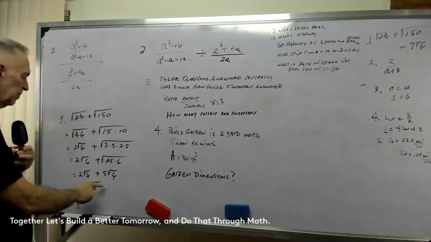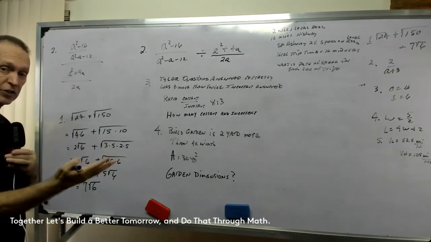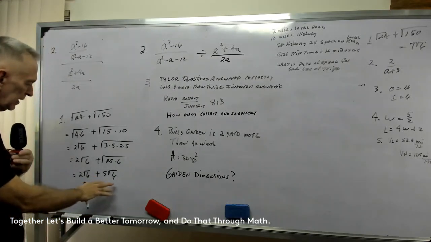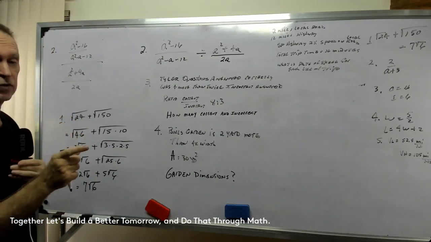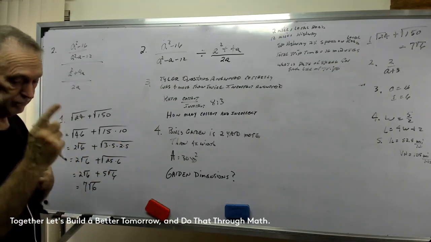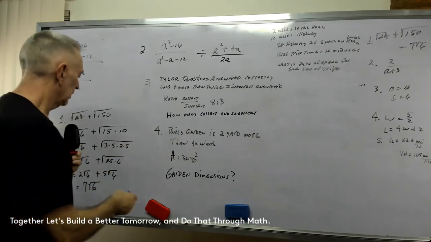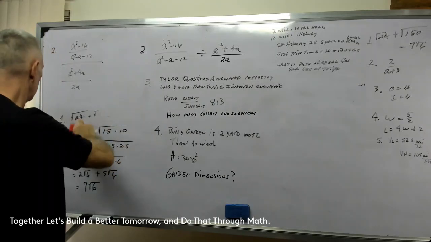I have 2 of something and 5 of something. That gives me 7 of something. So don't let that square root throw you off. But you can only add those square roots together when they're the same. So keep that in mind. Okay. All right, one down.